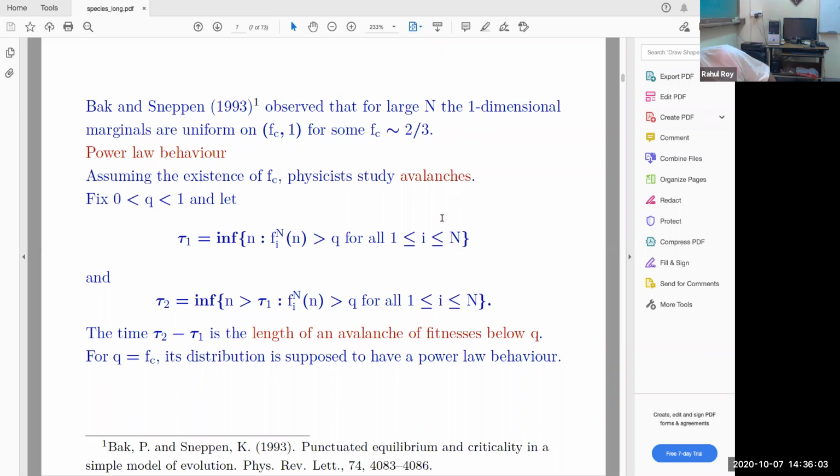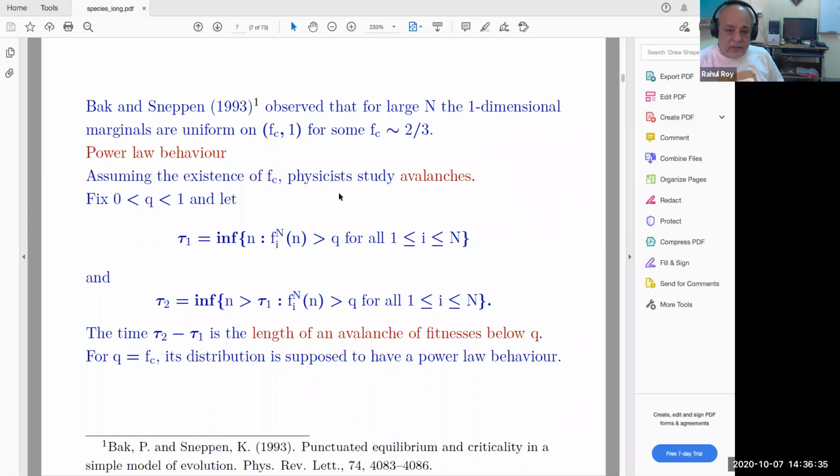So Bak and Sneppen in 1993, completely from simulations, observed that for large n, the one-dimensional marginals are uniform on some f_c to 1, where f_c is around 2/3. In fact, they believe it's 2/3. Okay, the physicists. And so assuming the existence of f_c, physicists study what's called avalanches.